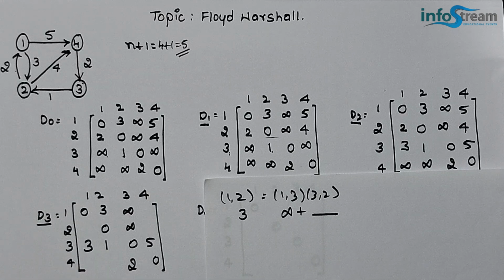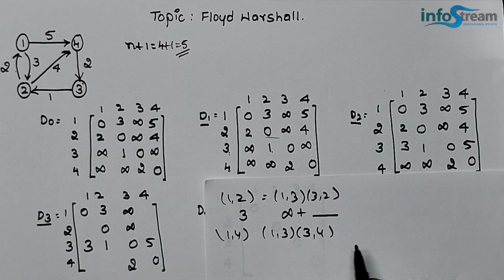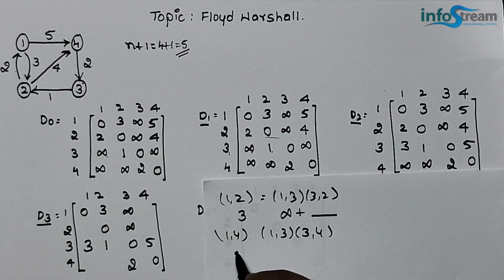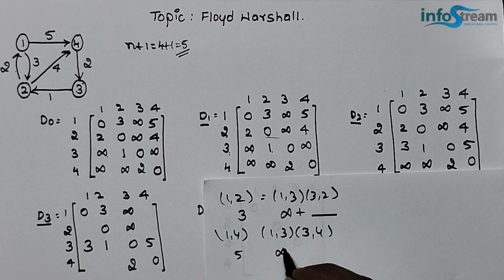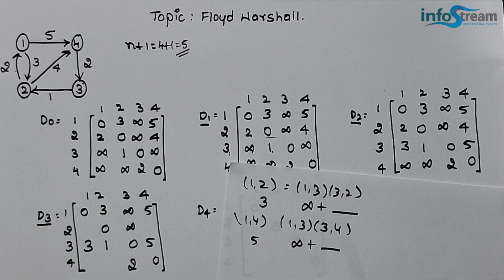Now 1 comma 4. So 1 comma 4 means from 1 to 3, from 3 to 4. The value of 1 comma 4 is 5. The value of 1 comma 3 is infinity. If you add anything to infinity, it will be infinity itself. So just write 5 here.